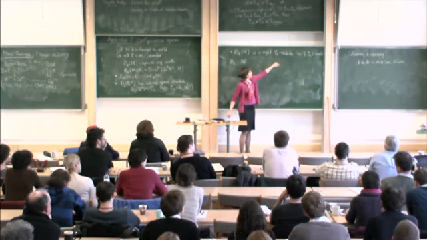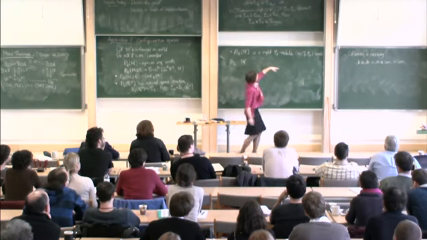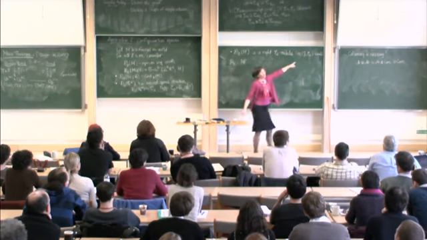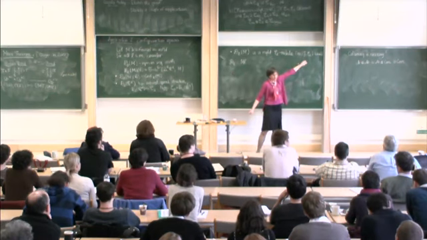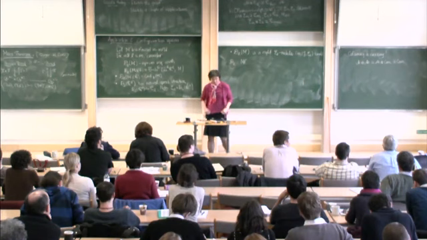Oh, is that I or? That's the J. Let's see, it's gone now. It's a J. It's the unit of the composition product. Yeah. Okay.